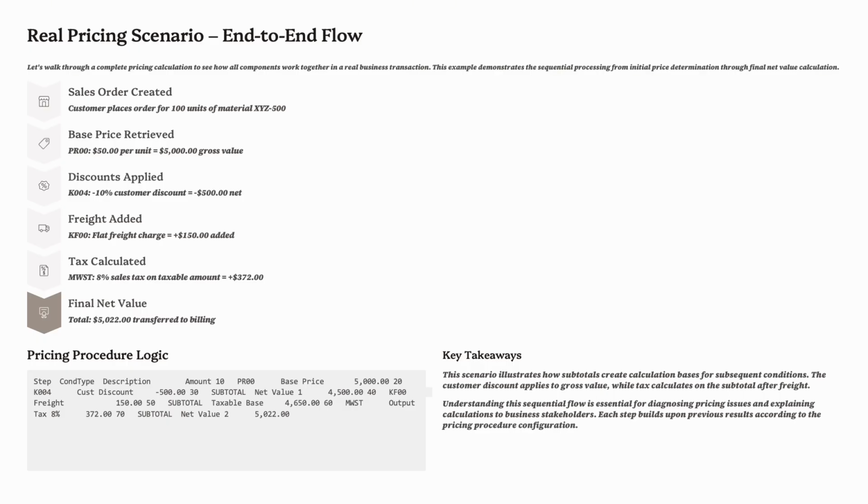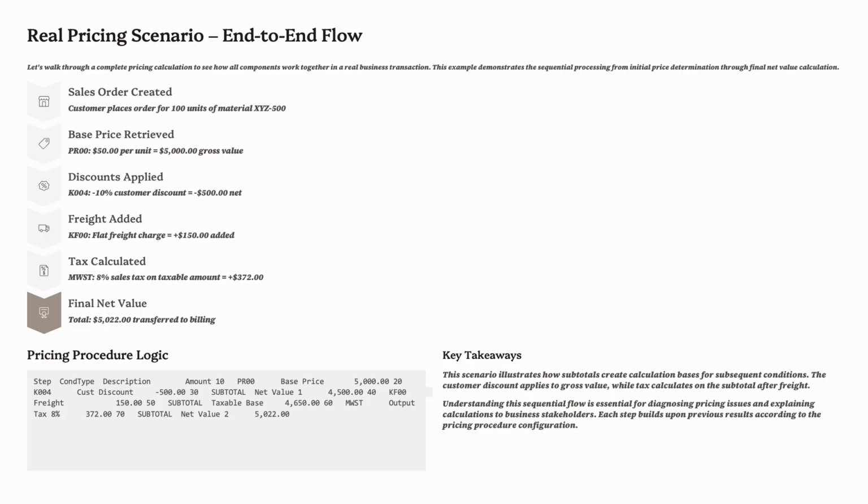3. Discount application, K007 or customer discount. If the customer is eligible for a percentage discount, SAP applies it only if requirement routines evaluate to true. The discount is subtracted from the base price and the subtotal is updated.